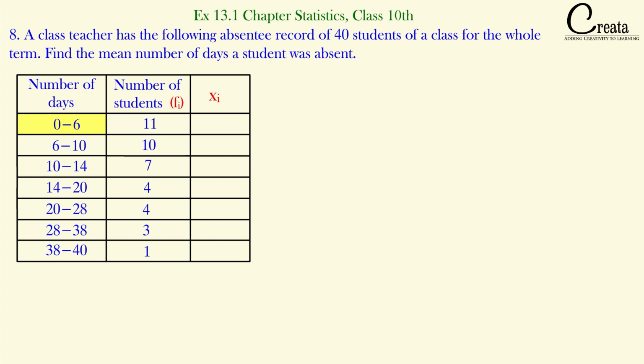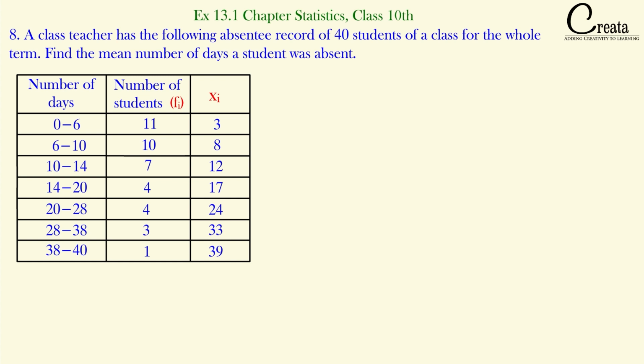For 0 to 6, our first row, the midpoint will be 3. By looking at the range you can identify the midpoint is 3, or you can use the formula: lower range plus upper range upon 2, 0 plus 6 upon 2, which is 3. Similarly, for 6 to 10, 6 plus 10 upon 2 is 8. For 10 to 14, the midpoint is 12. For 14 to 20, the midpoint is 17. Further 24, 33 and 39. You can use the formula or directly identify the midpoint. Got it? No issue? Next step.